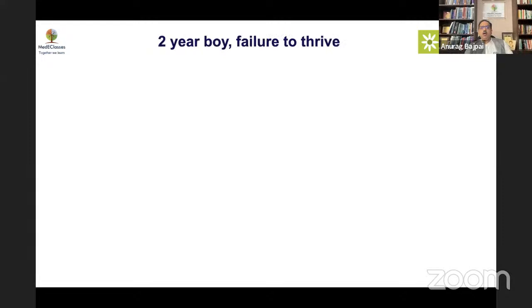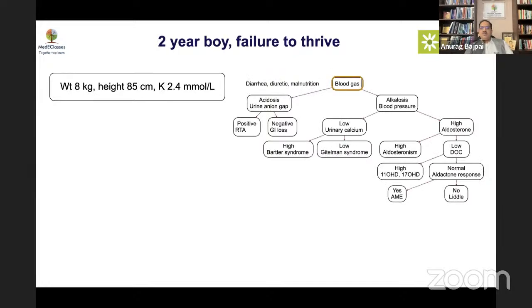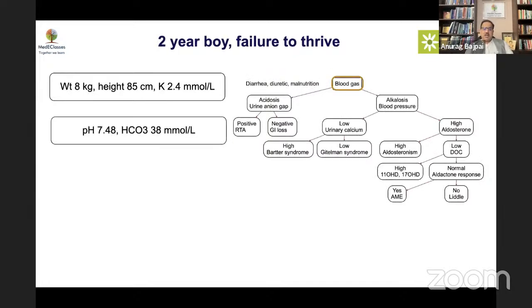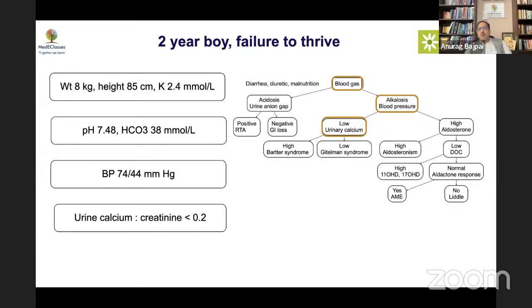A 2-year-old boy with failure to thrive. There is significant hypokalemia and failure to thrive. Again, the blood gas is showing that there is alkalosis. So this is an older child, older than the Bartter one, which we saw. The blood pressure is normal. There is no hypercalciuria. So a diagnosis of hypomagnesemia was made because magnesium was low. And somebody thought this could be Gitelman syndrome.